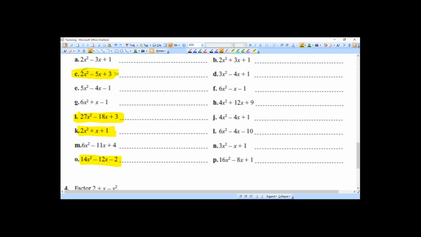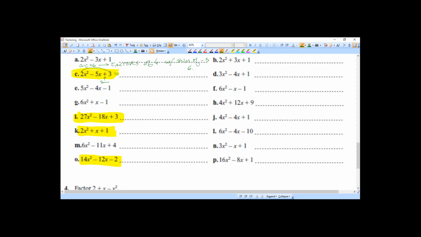AC, okay, AC is this. 2 times 3 is 6, right? So we want to first quickly scan and get the AC question. We want factors of 6. We're looking for factors of 6 with a sum, because of the plus sign there, of negative 5. You can say negative 5. Okay? So let's write those out. I'm going to do these right under this here on the right.